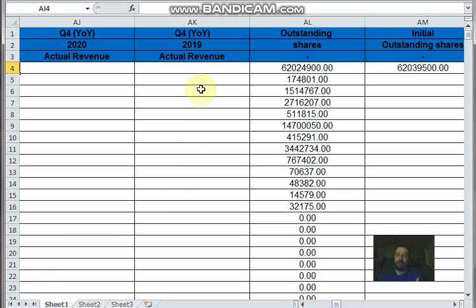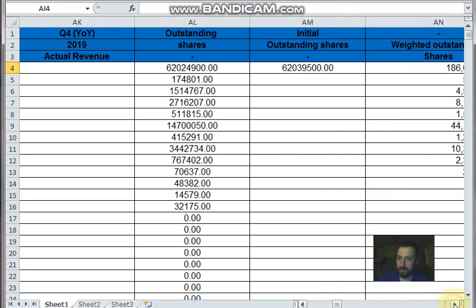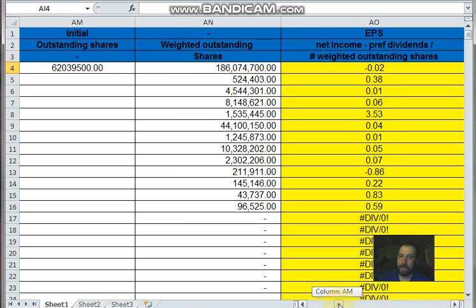And that's part two of my first upload. And I was talking about the year over year. Now this also shows your outstanding shares, the initial outstanding shares, the weighted shares. Weighted shares are just the average shares between the 2 quarters.